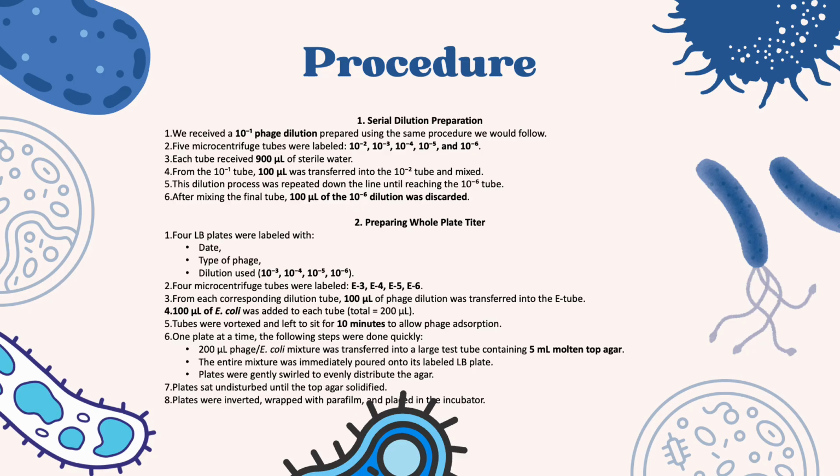For the 6th step, 1 plate at a time, the following steps were done quickly. The 200 microliters of phage and E. coli mixture was transferred into a large test tube containing 5 milliliters of molten top agar, and then the entire mixture was immediately poured onto its labeled LB plate. The plates were gently swirled to evenly distribute the agar. For the 7th step, the plates sat undisturbed until the top agar solidified. And for the last and 8th step, plates were inverted, wrapped with parafilm, and placed in the incubator.